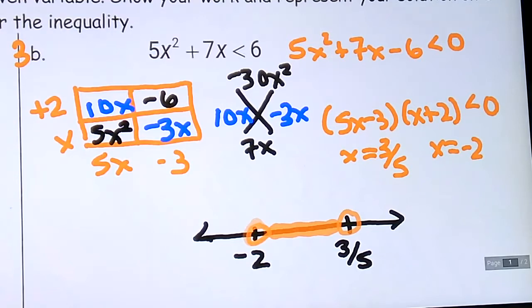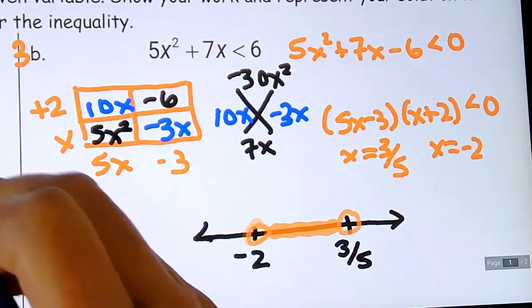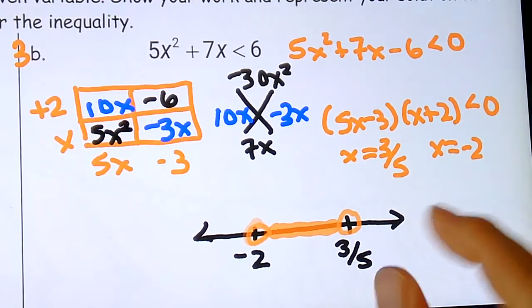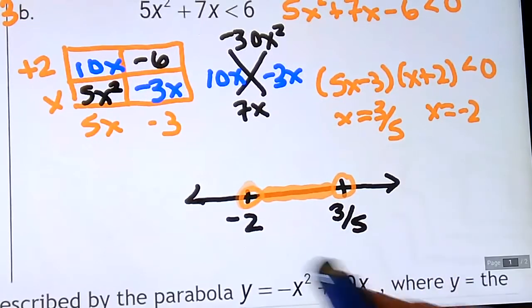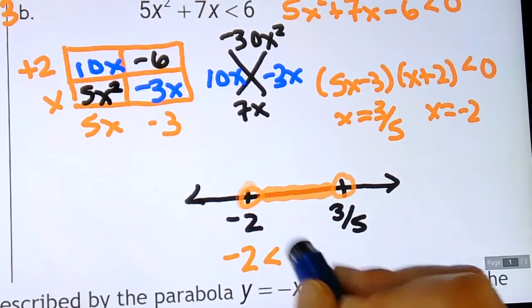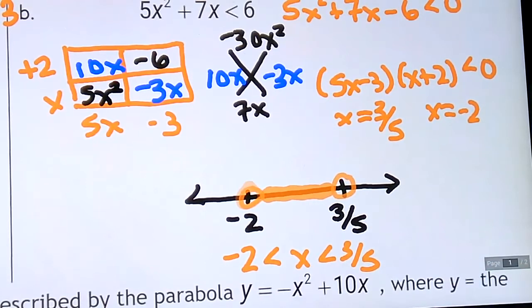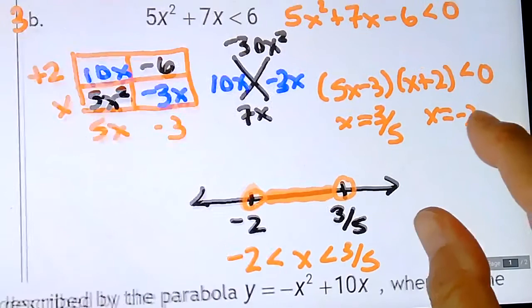Okay, and then your answer is, when it's the shade in between, you're going to start with your smaller number, -2, less than x, less than 3/5. These inequalities need to point the same direction. And that's your answer for 3B.